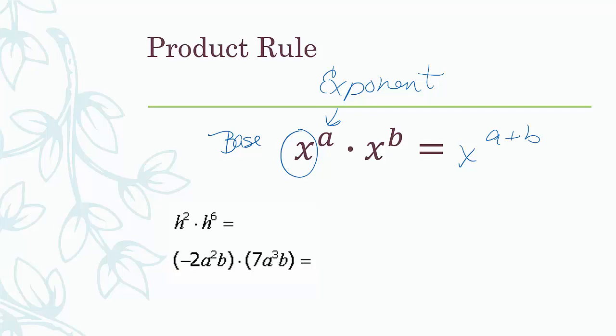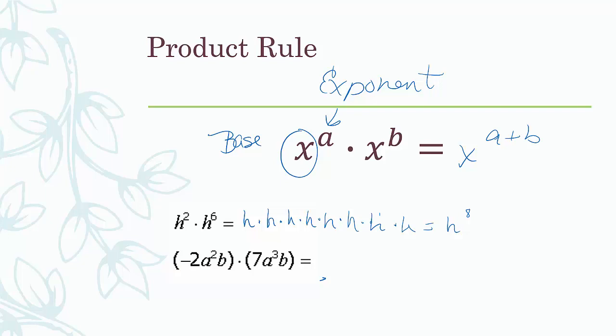Now, why does that become x to the a plus b? Let's look at h squared times h to the 6th. I've got h squared, so that's h times h, right? And then I'm going to multiply it by h to the 6th. And I count up my h's. I have 8 h's there. So that becomes h to the 8th. Okay? That becomes h to the 8th.